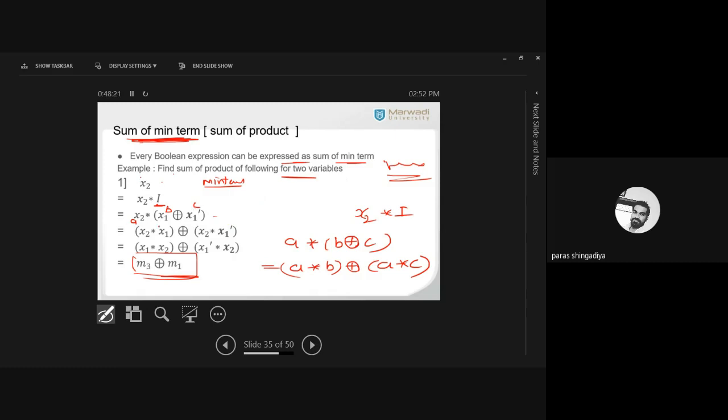Okay. And to apply the formula, first rearrange the bracket as per the order of the variable, to get the right answer. So x1 will come first, and after that x2 will come. So it will be x1 star x2. And next, x1 will come first, then after it will be x2. So it will be x1 dash star x2.